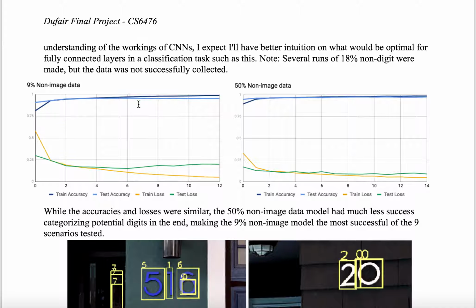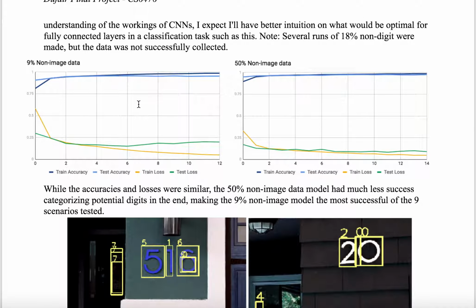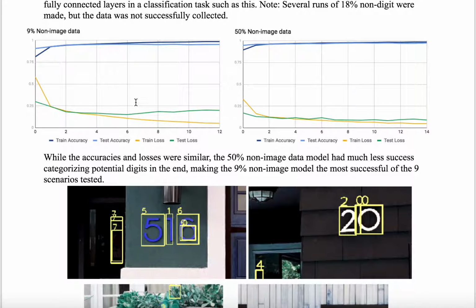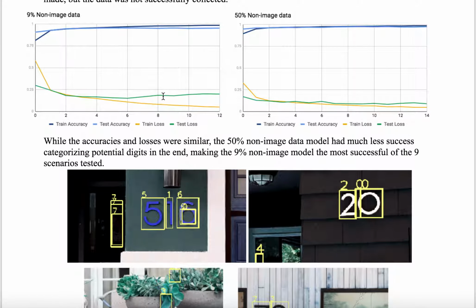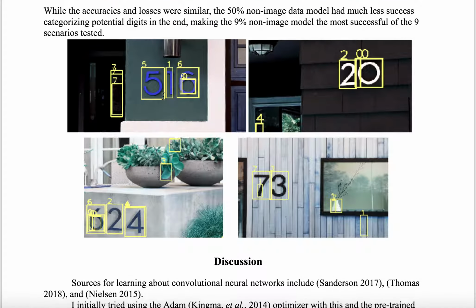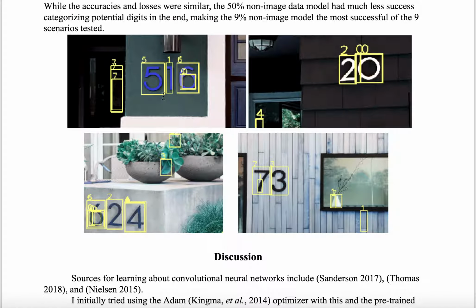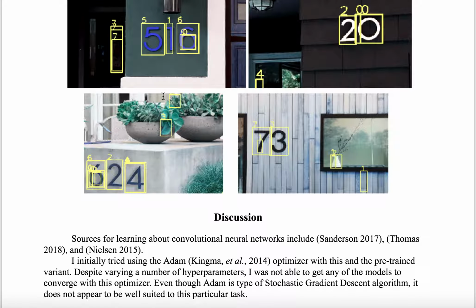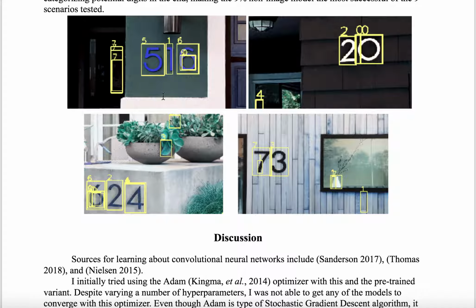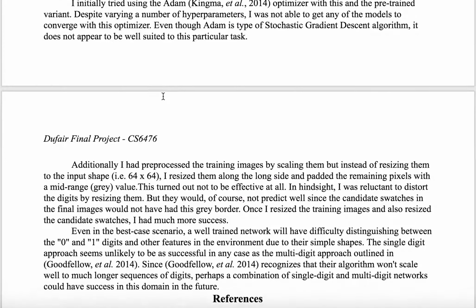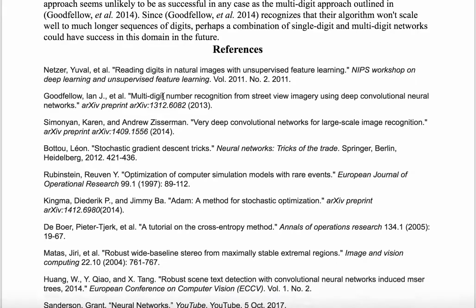The VGG16 with the pre-trained model, I built my own fully connected layers. And as you can see, the accuracy is great, both in the 50 and the 9% range. And the losses were pretty reasonable as well. You can see that there was some decent amount of numeric recognition and a few false positives.